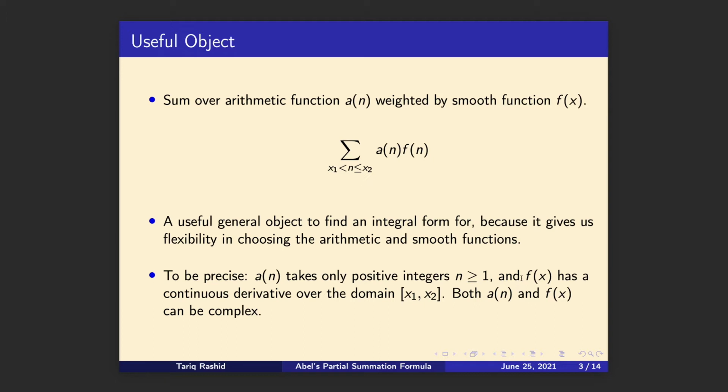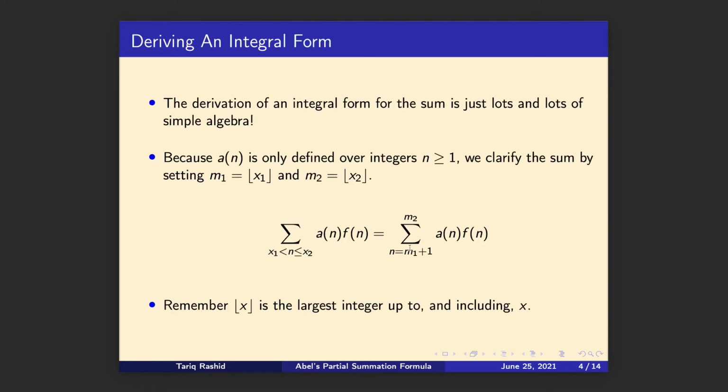The smooth function, what do we mean by smooth? What we mean is that it has a continuous derivative over this domain. It could be more than that domain, but at least this domain, including the endpoints. So over the area of interest, this smooth function has a continuous derivative. That's what we mean, just to be precise. And actually a_n, the arithmetic part, and the smooth part can be complex, which is useful for us as well. So let's dive into deriving an integral form for that kind of discrete sum.